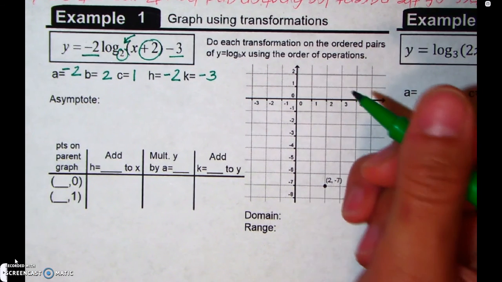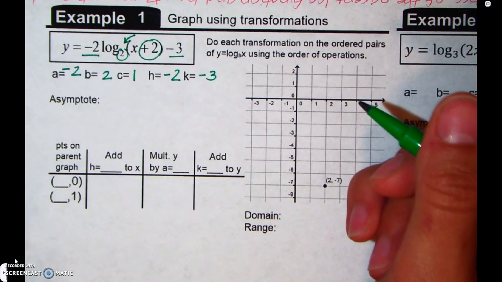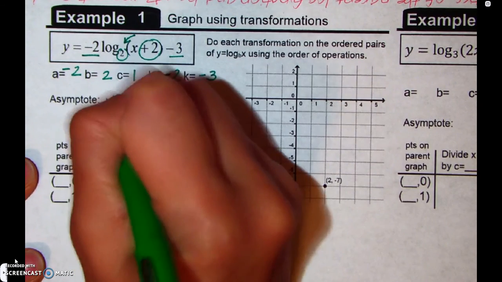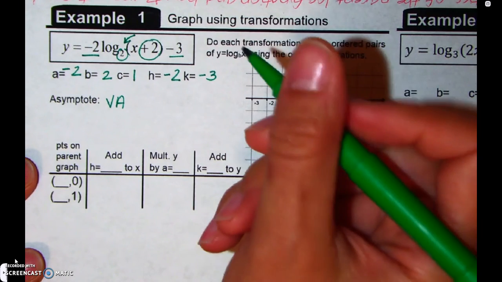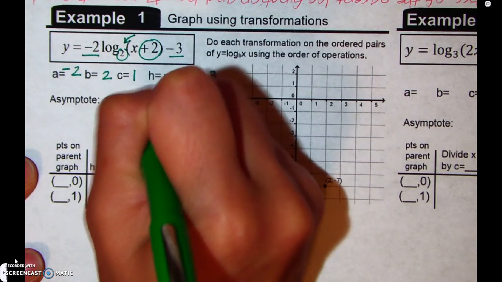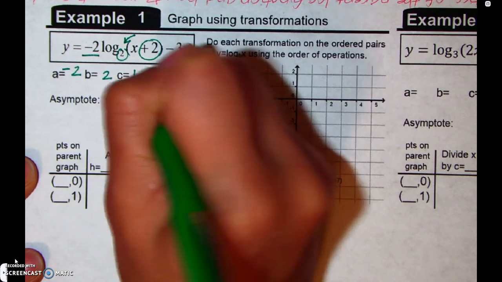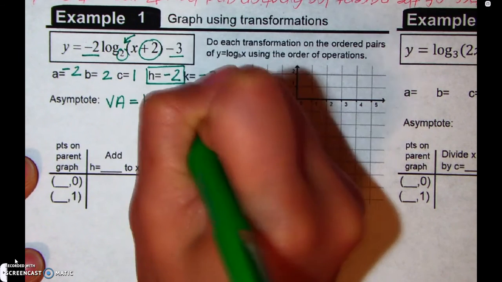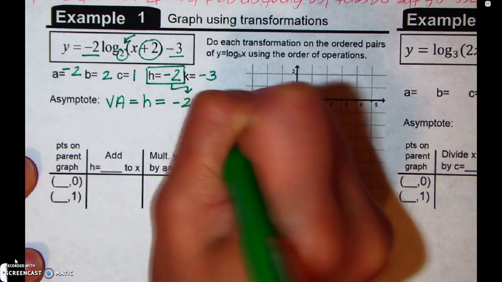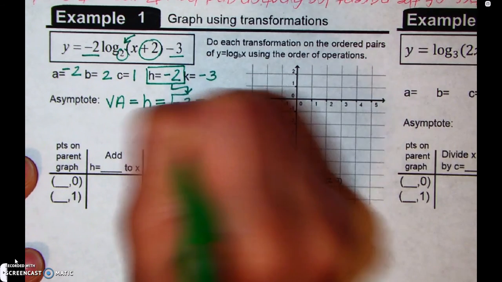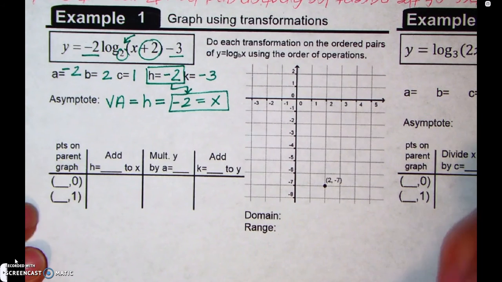Asymptote. The vertical asymptote for this function depends on H. So whatever H is, that's going to be our asymptote. And in this case, H is -2. So that means that our vertical asymptote is x equals -2.